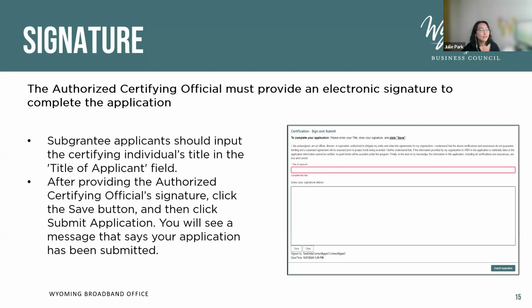And then finally, the signature is going to be the exact same process as pre-qualification. Once you've completed all 9 sections, you'll navigate to the certification page. The authorized certifying official will put their title in and draw in the signature. Click save and submit. There is a clear button if you would like to redo your signature, but it's all right if it's a little sloppy.